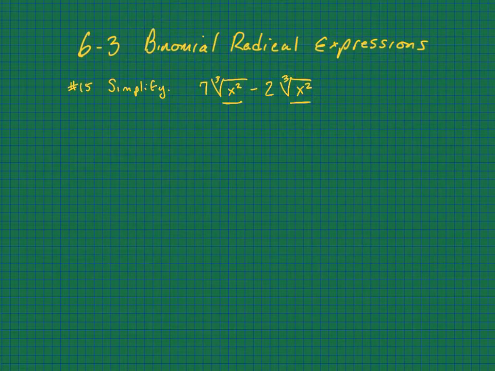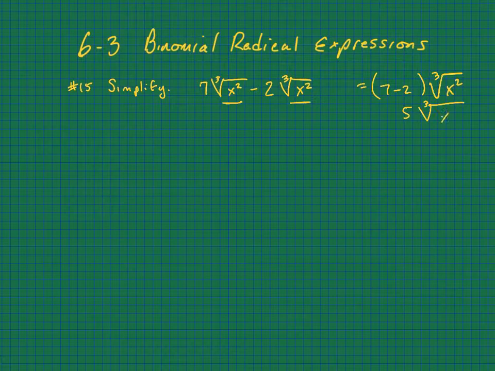So this is going to end up equaling the cube root of x squared, because that's our radical, our like radicals. And then we have 7 minus 2, or we have 5 cube root of x squared, and that is as simplified as we can get it.